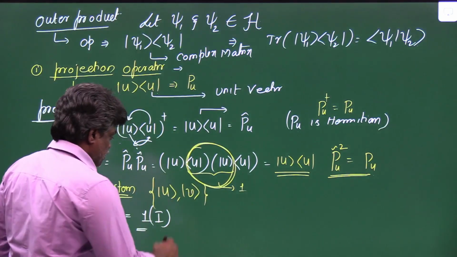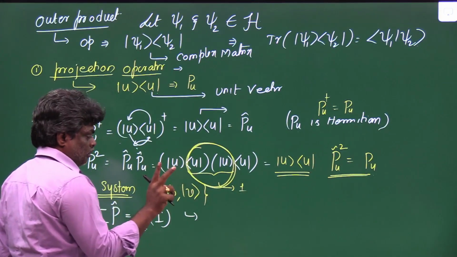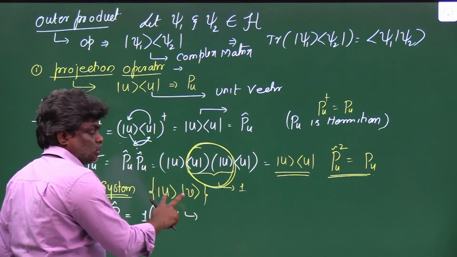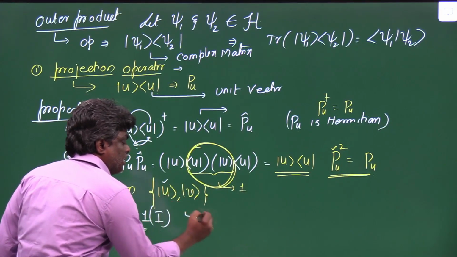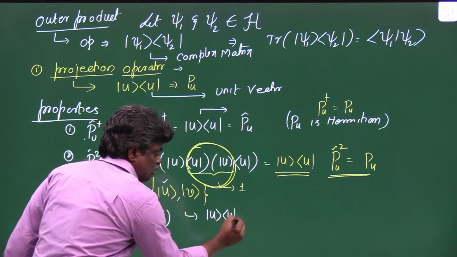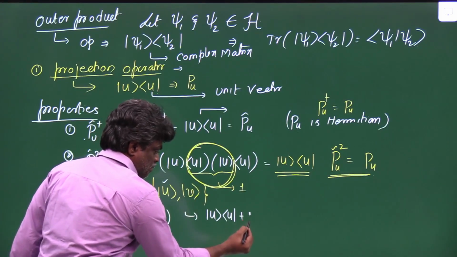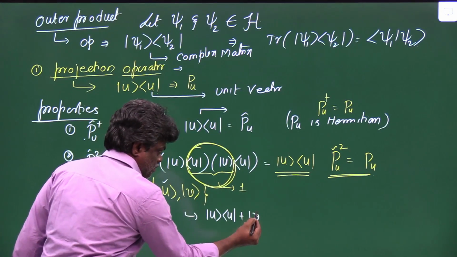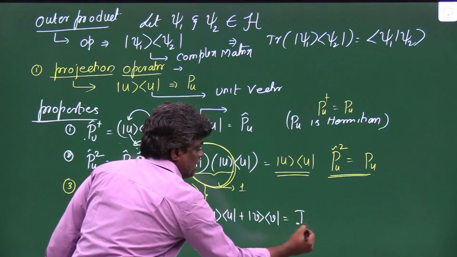Okay. That means what? Sir, here how many projection operators? 2. Sorry, how many basis states? 2. Please make a projection operator corresponding to u. Outer product of u, |+><+|, and the outer product of v. Yes, this should be equal to the identity matrix.